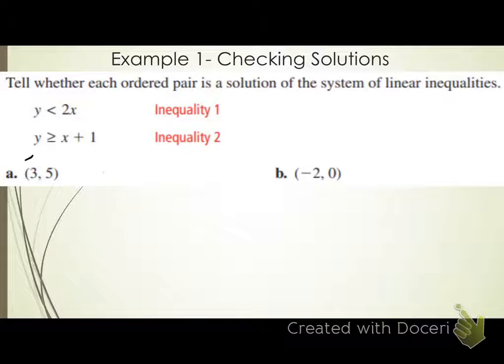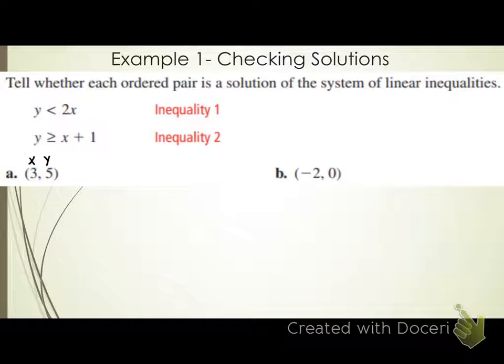Let me write. There we go. My x value is 3. What's my y value? 5. That's how an ordered pair will always be. X will always come first, y will always come second.